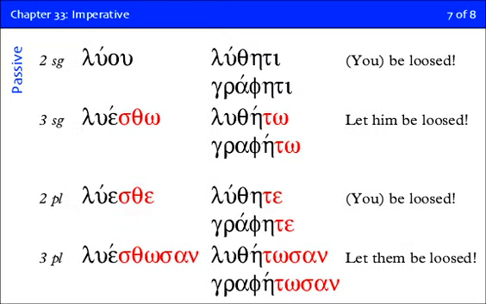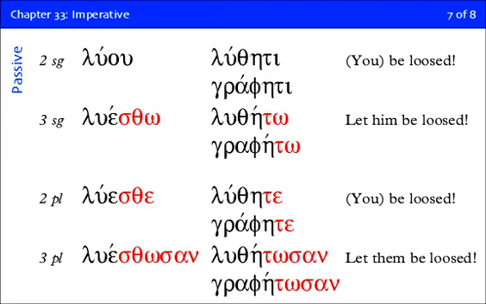And if you have a passive, well, in the present, middle and passive are the same form, so there's no difference there. Luou, luesto, lueste, luestosin. But in the aorist passive, all aorist passives are formed off of a different tense stem from the aorist actives, right? So you have that change. And if it's a first aorist, it's lutheti. There's your second singular ending. Lutheto, lutheta, luthetosin. If it's a second aorist, grapheti, grapheto, graphete, graphetosin.